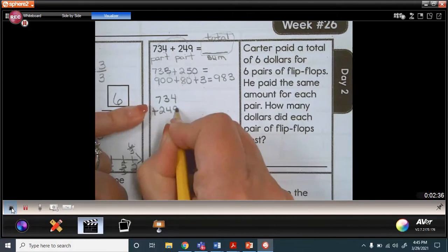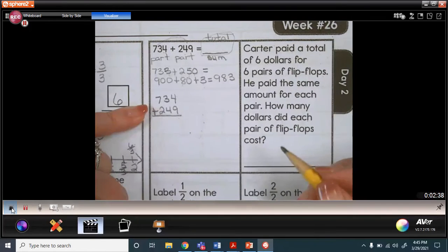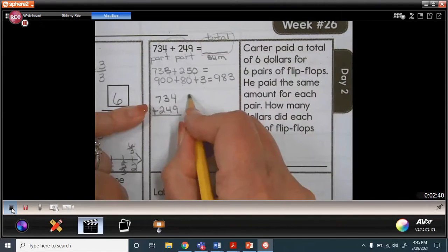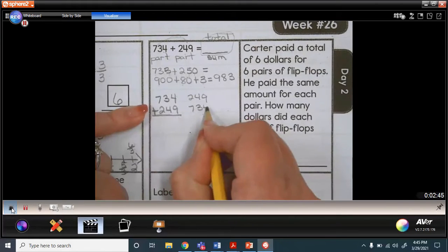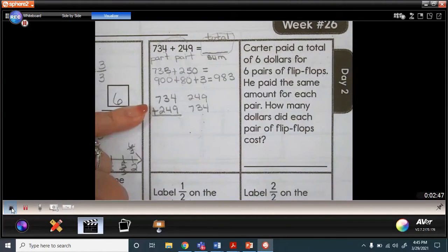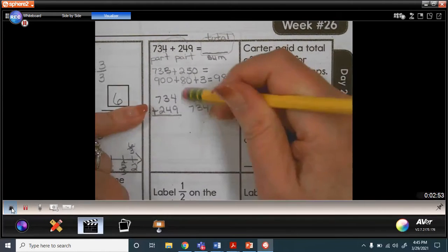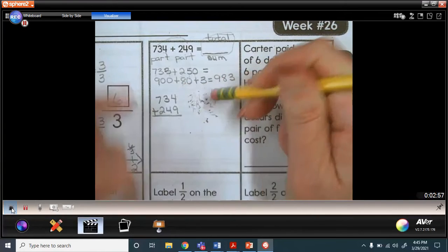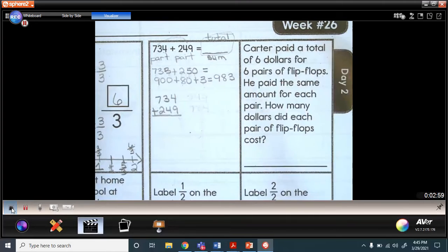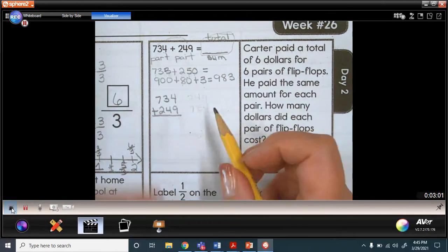Now, again, it does not matter what order you put them in. You could take the 249 and place it on the top and the 734 on the bottom. With addition, order does not matter because you're putting the two amounts together and making a total. Now, with subtraction, it matters because you're taking a whole and finding the other part.